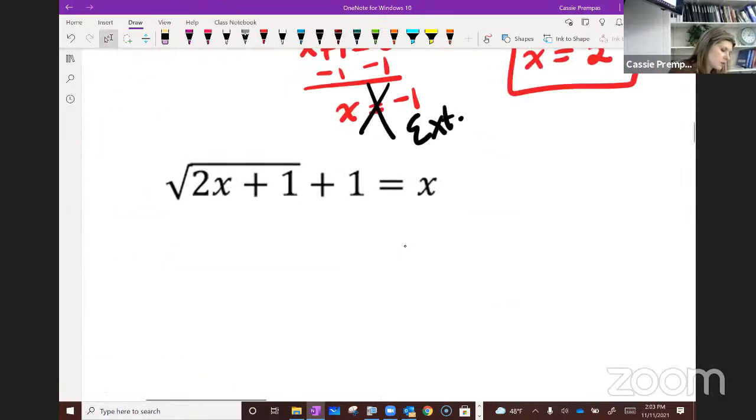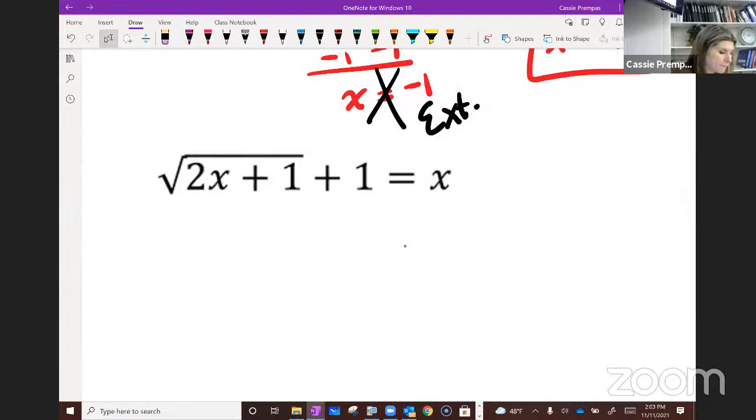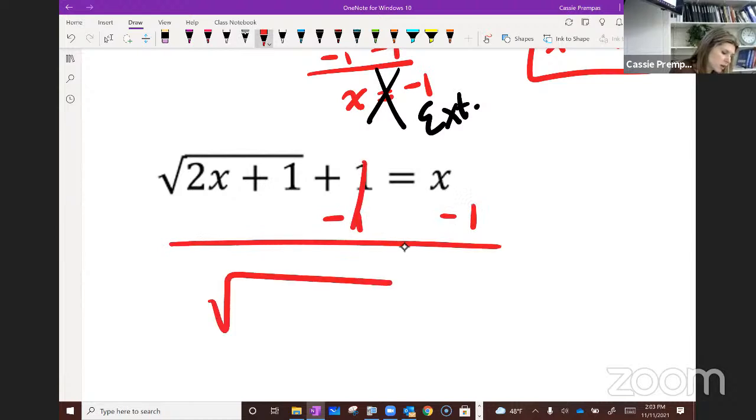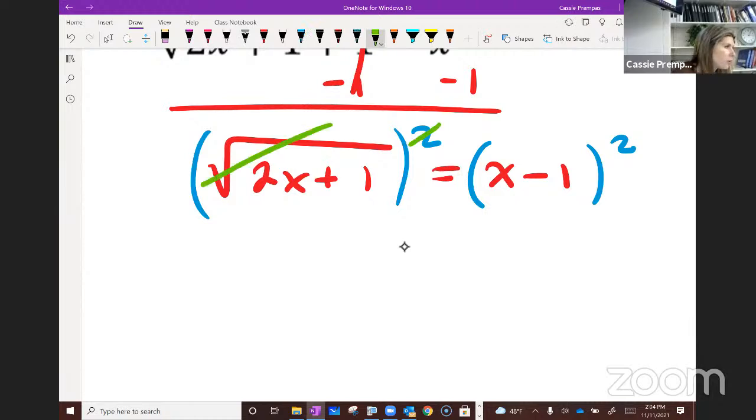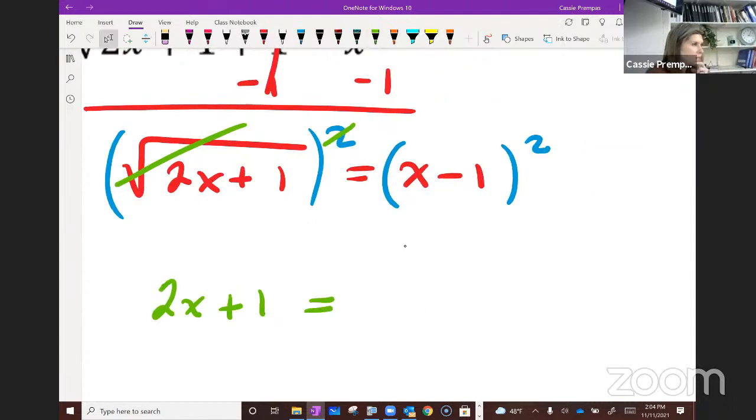All right, guys, next one. What should be our first step? Good, subtract the 1. Subtract 1, subtract 1. And I have the square root of 2x plus 1 is equal to x minus 1. What undoes a square root? Square, good. Now here is something very important you want to be careful about. First of all, the square undoes the square root. So I have 2x plus 1 is equal to, but now x minus 1 squared.